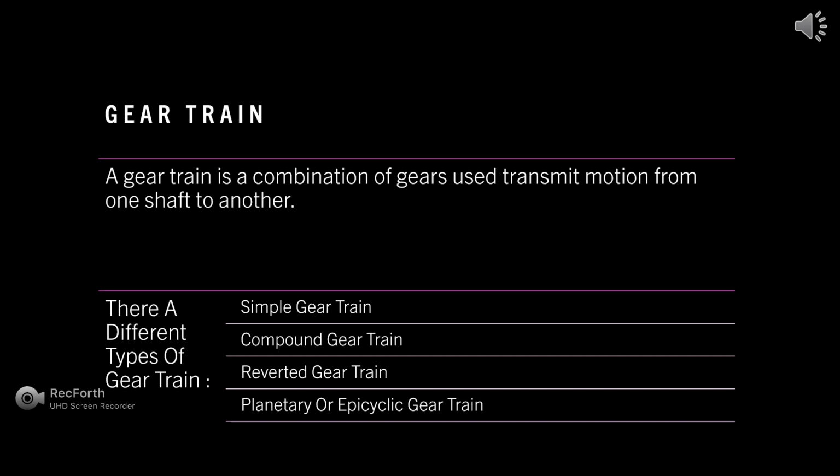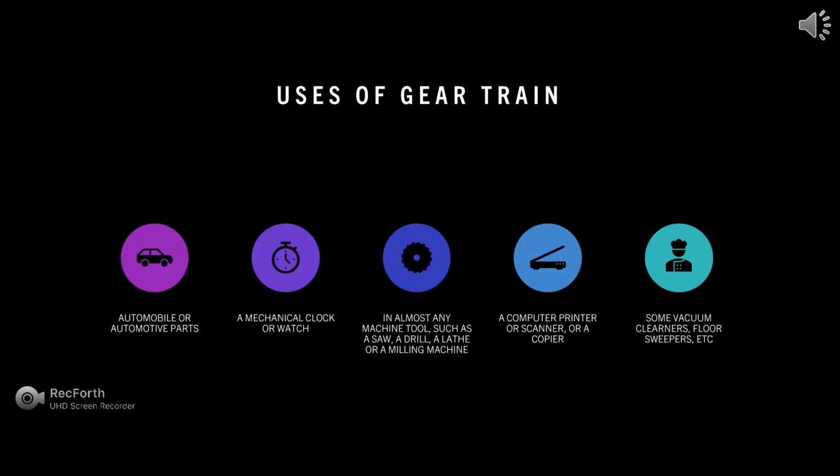And the second one is the compound gear train. A compound gear train is a system of gears that use multiple sets of gears to transmit power and motion between different axes of power point. The third one is the riveted gear train. A riveted gear train is a type of mechanical system that uses gears to transmit motion from one device to another. And lastly, the planetary or epicyclic gear train is a type of mechanical system that consists of multiple gears arranged in a specific configuration.